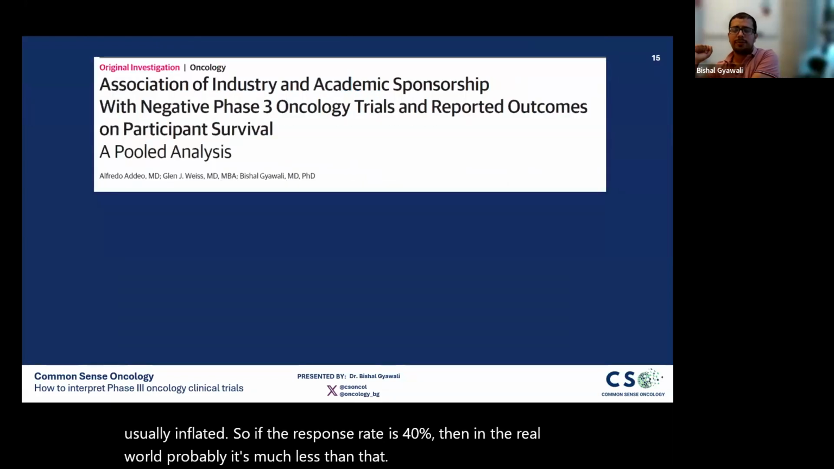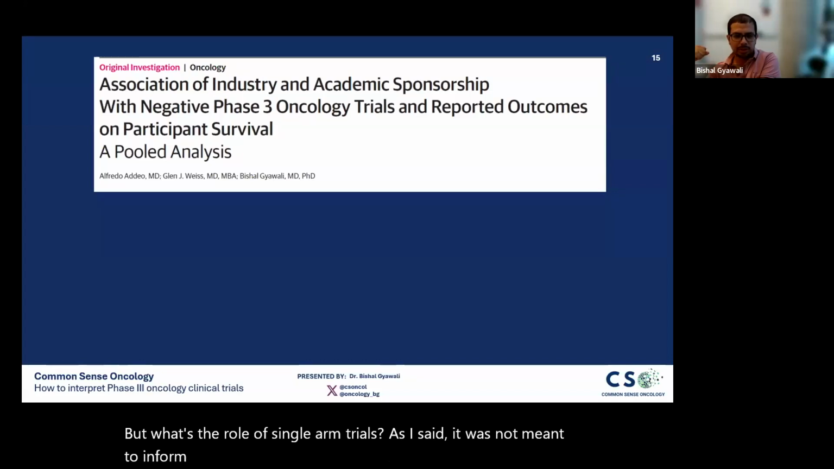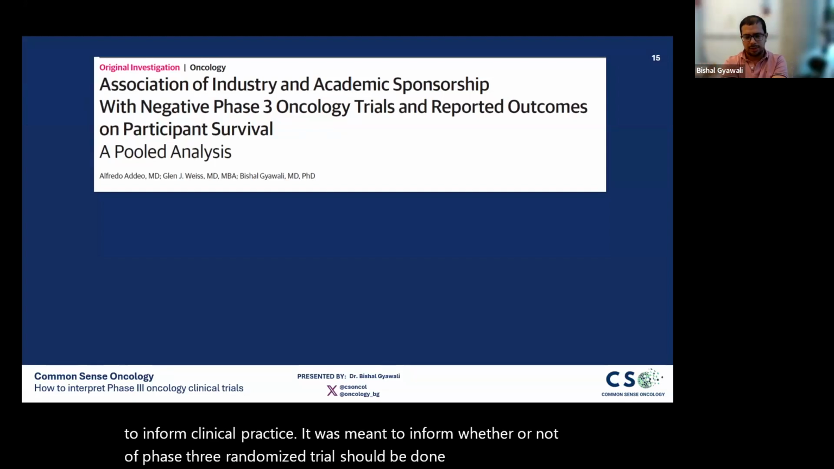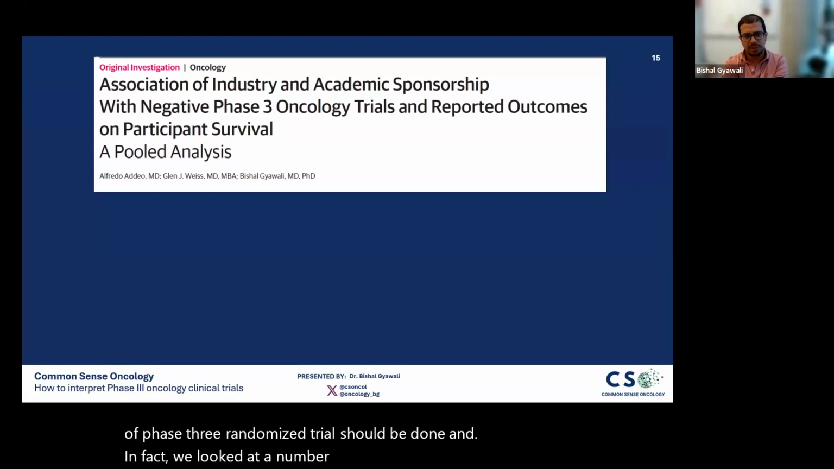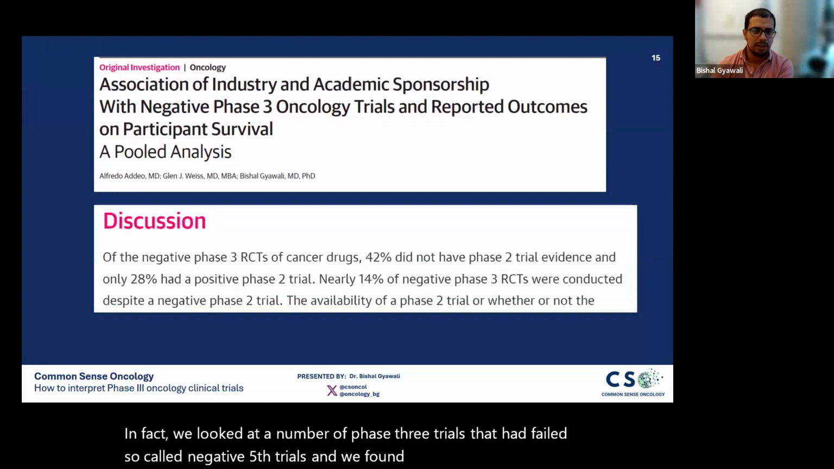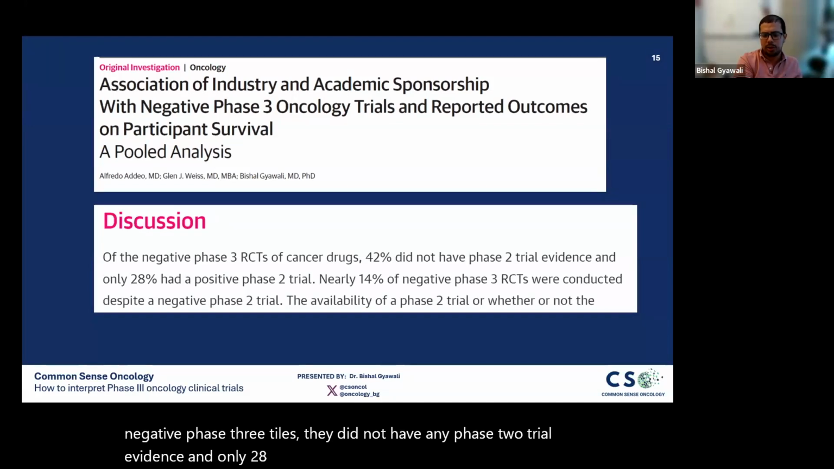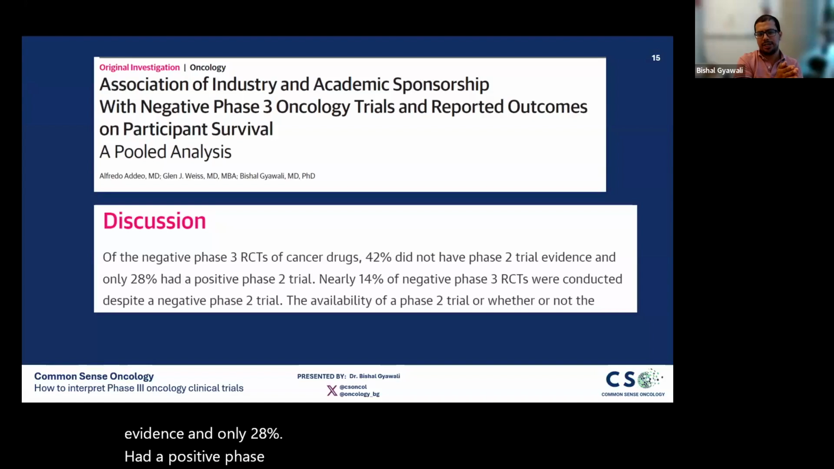But what's the role of single arm trials? As I said, it was not meant to inform clinical practice. It was meant to inform whether or not a phase 3 randomized trial should be done. And in fact, we looked at a number of phase 3 trials that had failed, so-called negative phase 3 trials. And we found that 42% of the negative phase 3 trials did not have any phase 2 trial evidence, and only 28% had a positive phase 2. 14% of negative phase 3s were conducted despite a negative phase 2.